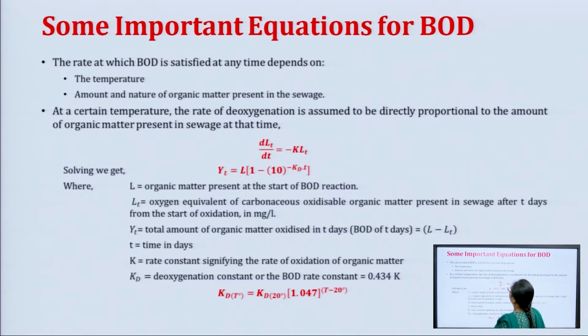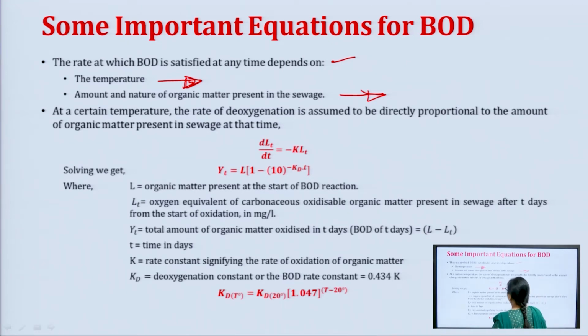So, the rate at which BOD is satisfied in any type depends on the temperature. There are two factors you have to remember for BOD: it is dependent on temperature, and on the amount and the nature of organic matter present in the sewage. First is the temperature, and another is the amount, how much organic matter is present, and whether it is biodegradable or not. Even if lots of organic matter is present, if the amount which is biodegradable is less, then obviously you will get smaller values of BOD, right.